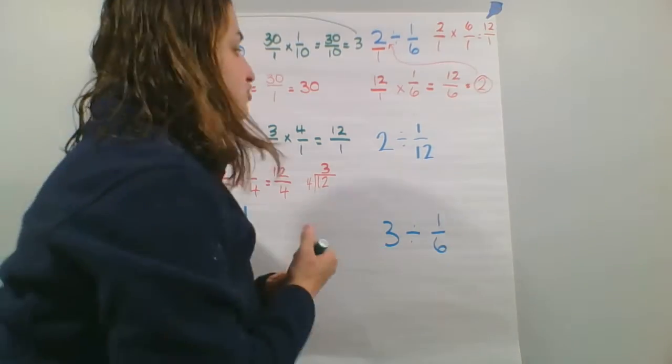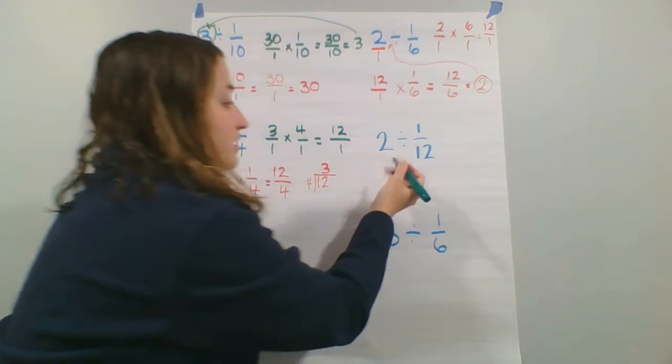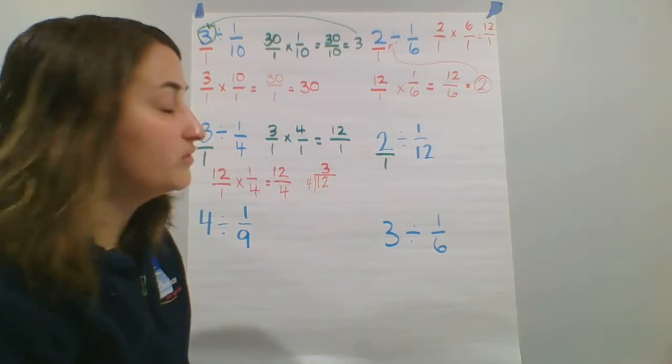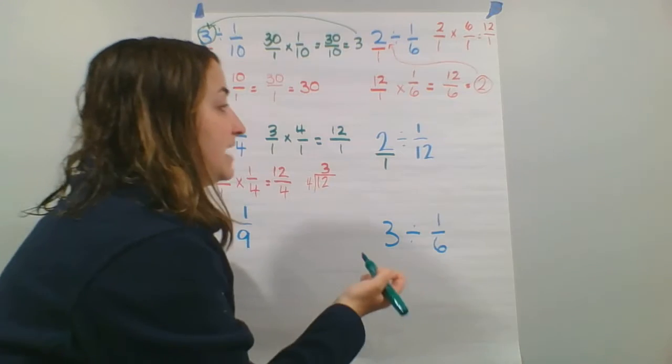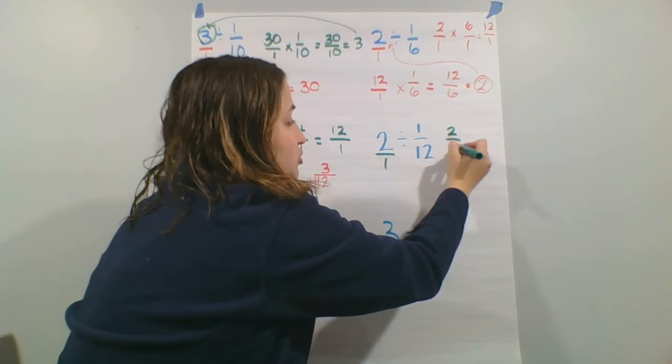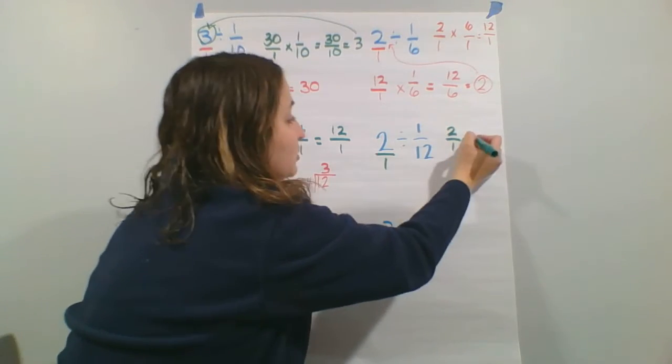Next one, we have 2 divided by 1/12, starting with 2 over 1. Remember, we always put that whole number over the digit 1, and then do our keep, change, flip strategy. 2 over 1, division becomes multiplication.